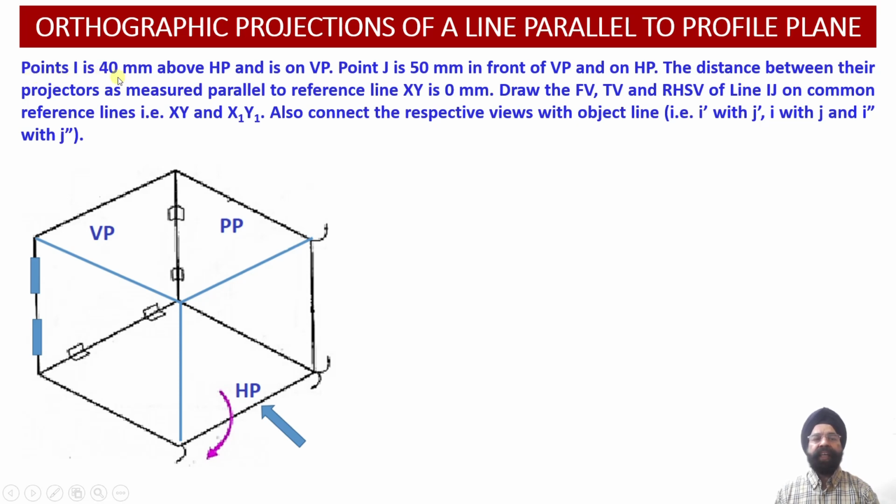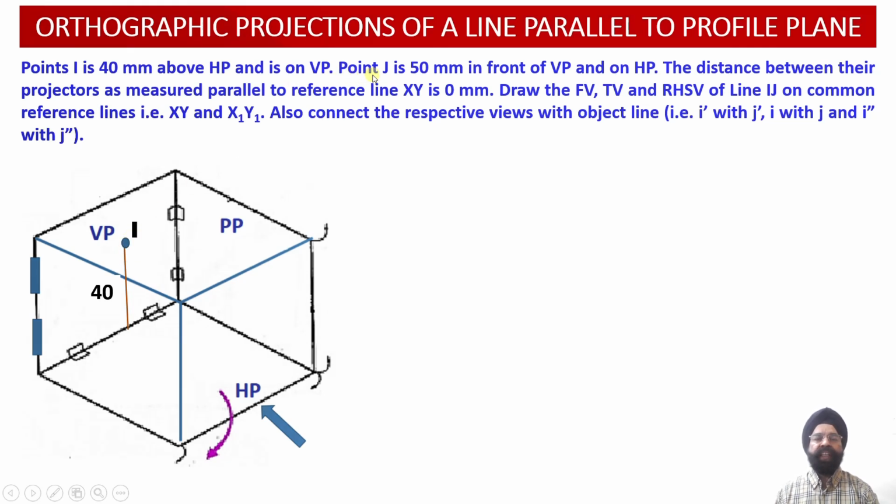Point I is located 40 millimeter above the horizontal plane and it is lying on the vertical plane. Please check, here we have the location of the point I in the 3D projection environment. Point I is located 40 millimeter above the horizontal plane or the XY reference line, and it is contained by the vertical plane. So point I has been located onto the vertical plane. This is point I.